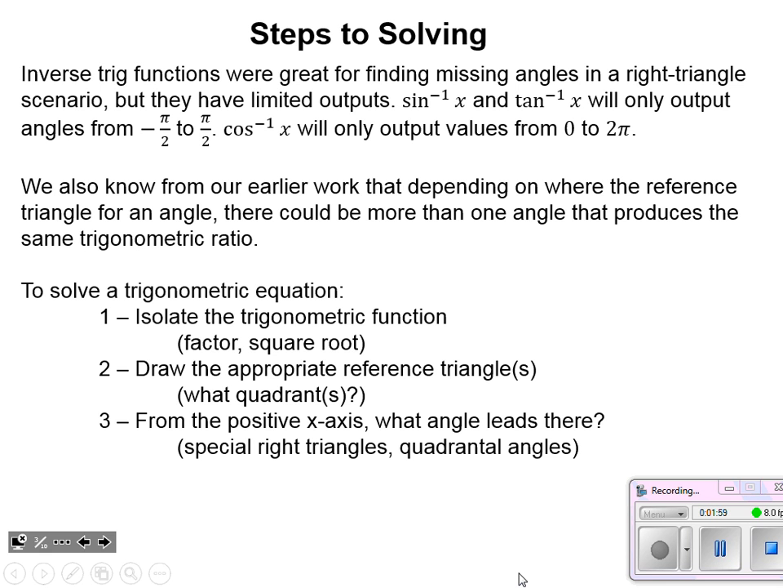And then lastly, from the positive x-axis, what angle will lead us to the hypotenuse of those reference triangles that we've drawn in? And we want to be careful. We want to understand our special right triangles, what angles are inside, and also what the quadrantal angles are, the angles that lead us to an axis.